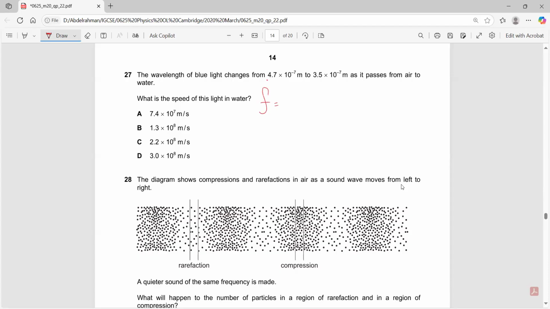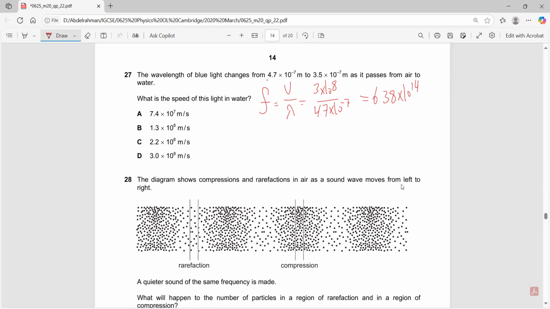Yes, the frequency of this wave in air would be the speed of it in air over the wavelength in air. 3 times 10 to the power of 8 divided by 4.7 times 10 to the power of -7. So let's calculate it. 3 times 10 to the power of 8 divided by 4.7 times 10 to the -7, which is 6.38 times 10 to the power of 14.